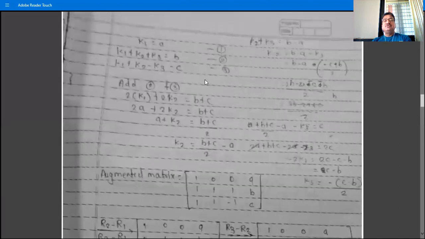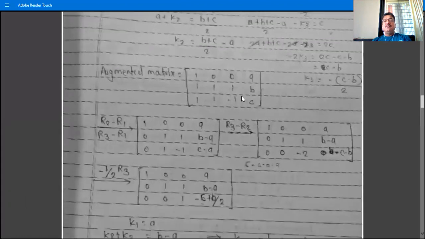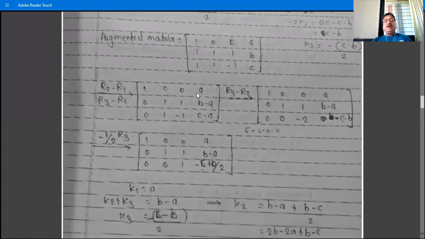So we form the augmented matrix: 1, 0, 0, A; 1, 1, 1, B; and 1, 1, minus 1, C. Now this matrix is the matrix A, and this column matrix ABC is the matrix B, and this is the combination of A and matrix B. So this is the AB matrix, A oblique B matrix. We have to reduce this matrix to echelon form. So this is the element 1, and we have to reduce these two elements to 0.